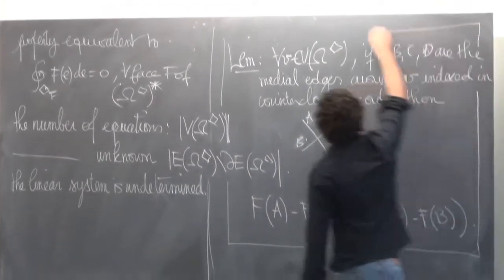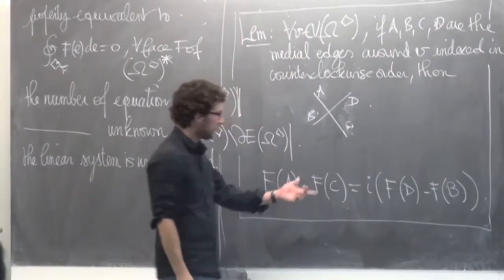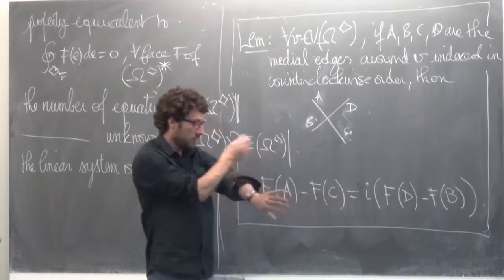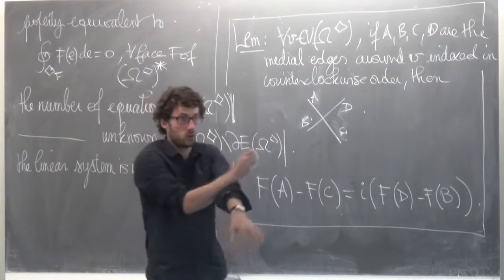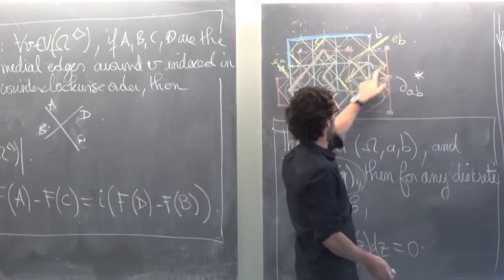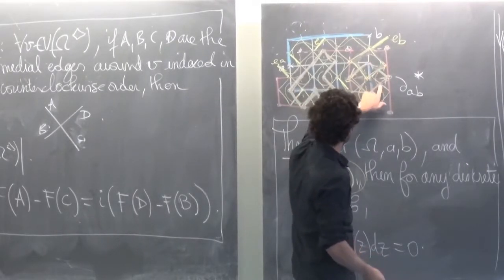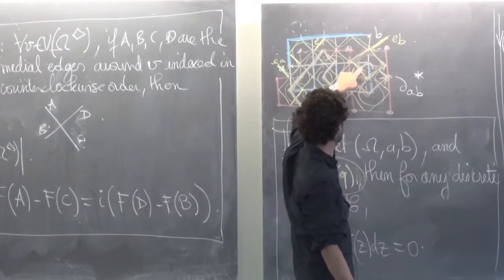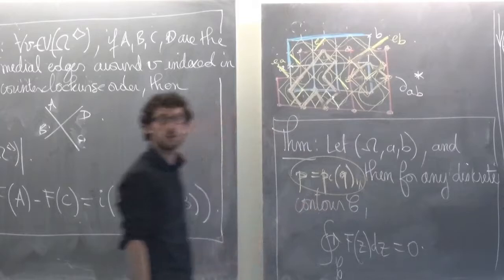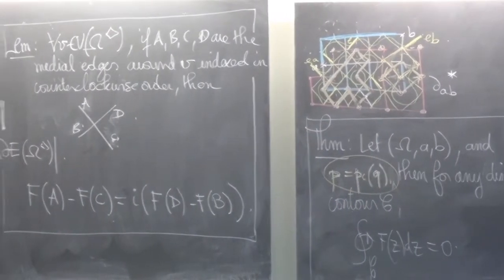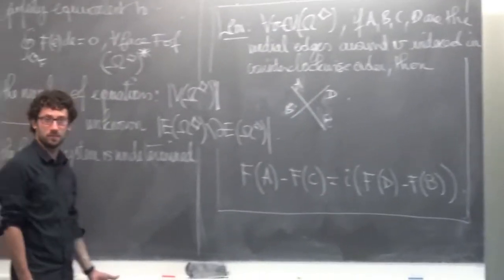Why is it exactly equivalent? Because up to a complex number, this minus this is exactly the discrete contour integral. It's this value plus i times this value plus i squared, so minus 1, times this value, plus i cubed times this value. If you think about it, it gives you exactly that. So we need to prove that.